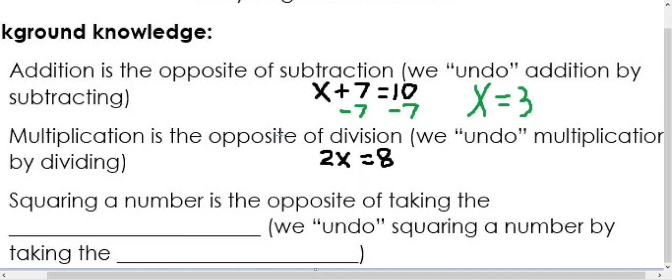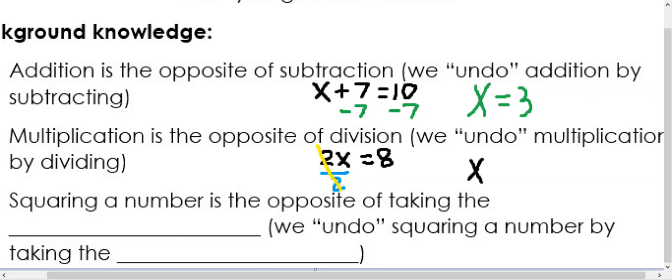Next, multiplication is the opposite of division. So let's say I had 2x equals 8. I know I can undo the multiplication by dividing, because they're opposites of each other. So I would divide by 2 to cancel out those 2's and be left with x.